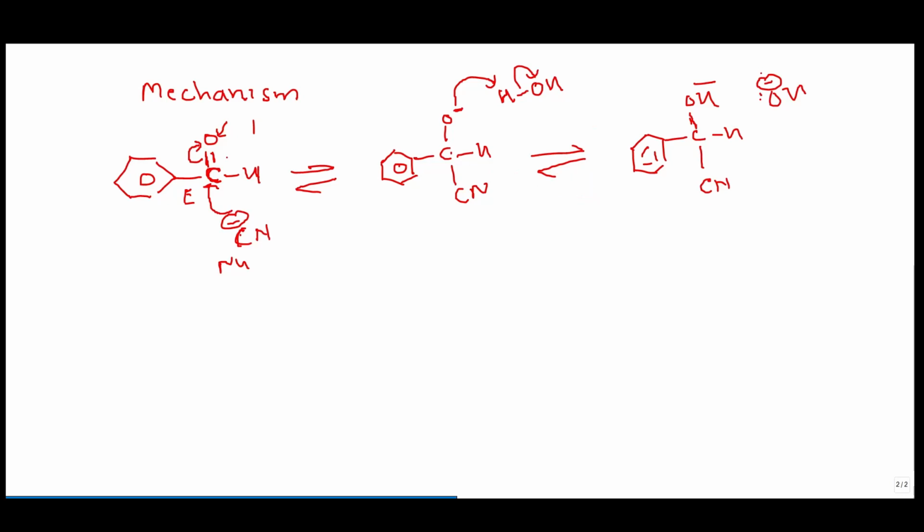Now, if OH minus takes this proton, we may generate a negative charge on carbon. Why may OH minus take this proton? Because the negative charge on this carbon may be stabilized by the electron withdrawing cyanide group or by the electron withdrawing OH group. So, both groups may decrease the negative charge on this carbon if it is generated here.